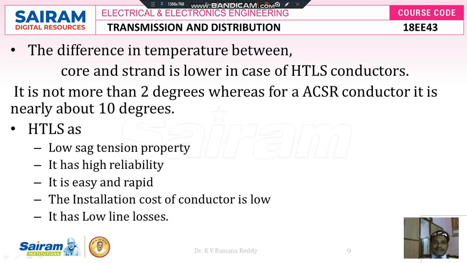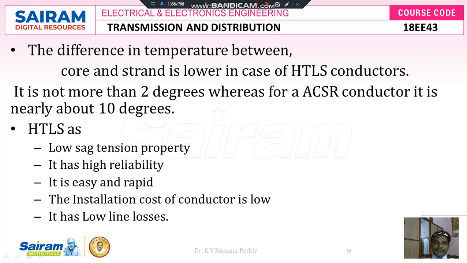Next, when we compare with ACSR conductors, the difference in temperature between the core and strand is lower in the case of high temperature low sag conductors. It is around 2 degrees, which is low when compared with ACSR conductors. If you see the temperature difference between core and strand of an ACSR conductor, it is nearly about 10 degrees. But in the case of an HTLS conductor, it is only 2 degrees.